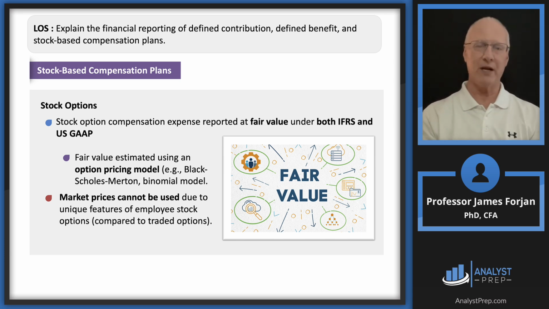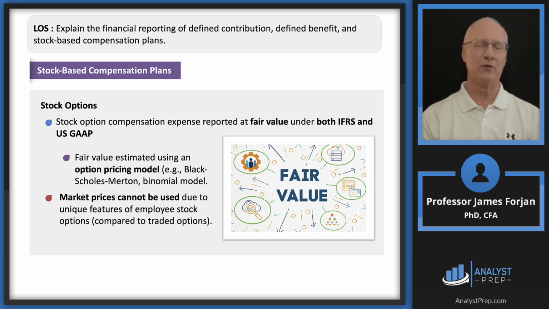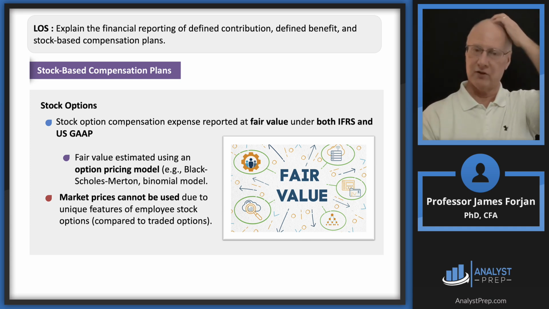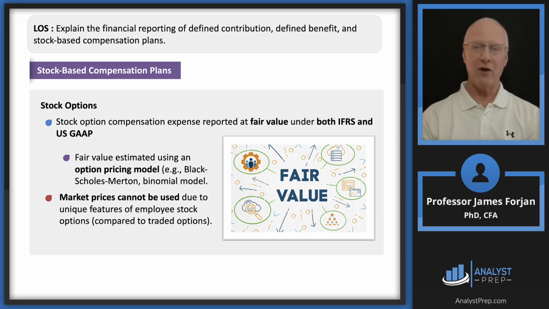So the question then becomes, and by the way, we'll talk about options extensively in level 2 and level 3. But what the Institute is probably going to be interested in asking here in this learning module is how do we determine what that expense that shows up on the income statement is going to be. We know it has to be fair value. We had already talked about that. But how do you value an option? Well, you use a well-known option pricing model.